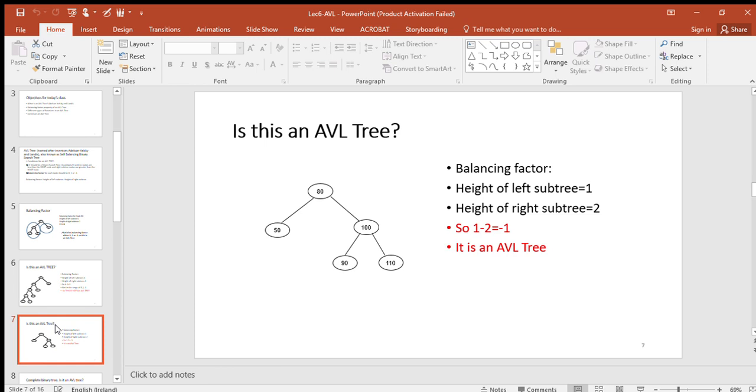Is this an AVL tree? So again, 0 for leaf nodes, which are 50, 90, 110. They are all having balancing factor of 0. For 80, the balancing factor will be 1 minus 2, which is -1. So it is an AVL tree.